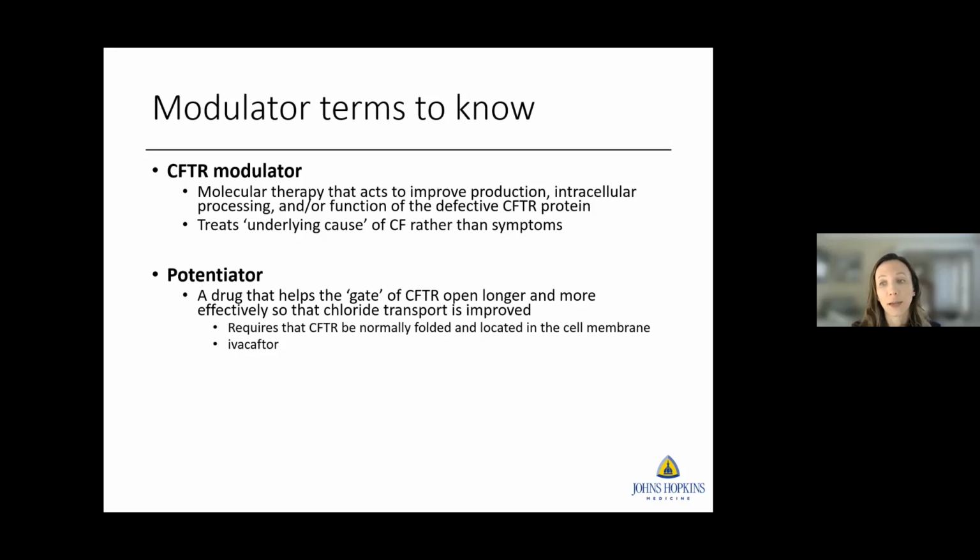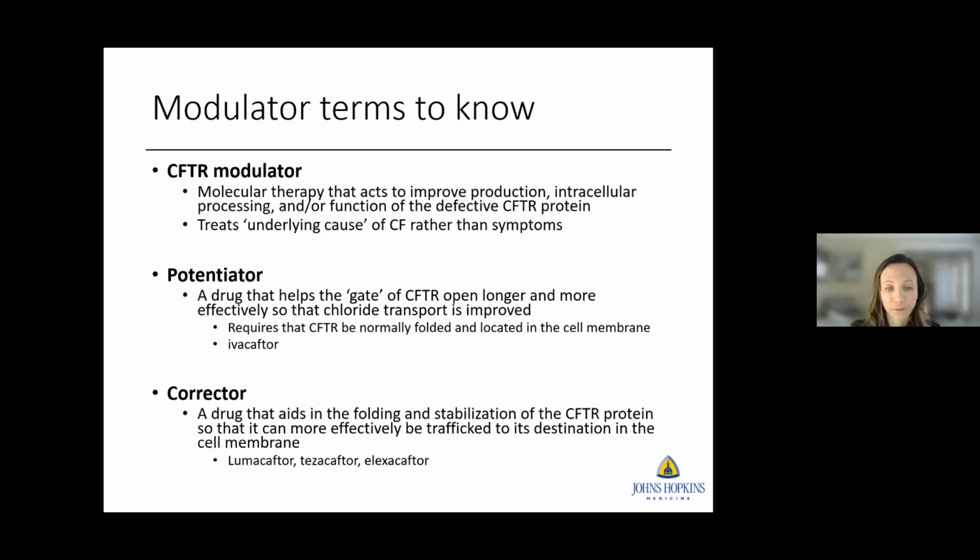So there are 2 main kinds of CFTR modulators. The first is a potentiator. This is a drug that helps the gate of the CFTR protein open longer and more effectively so that you can actually get chloride transport improved. The trick with potentiators is that they require that the CFTR protein be relatively normally folded, and it's got to be located where it's supposed to go in the cell membrane. The only CFTR potentiator on the market right now is a drug called ivacaftor.